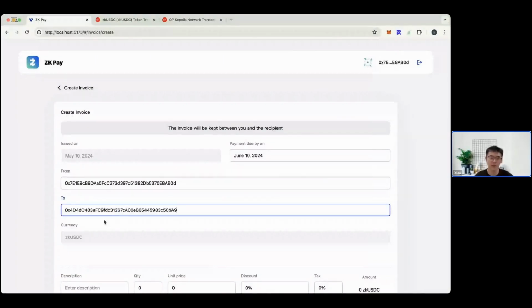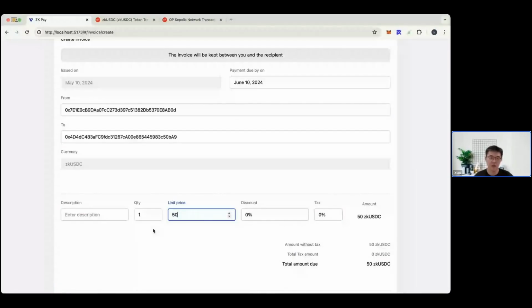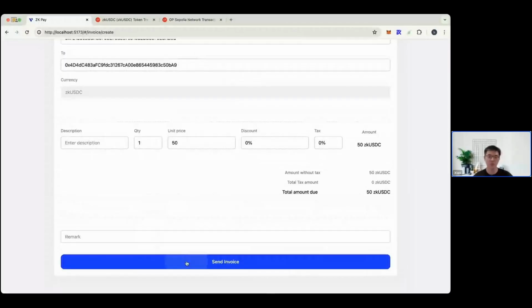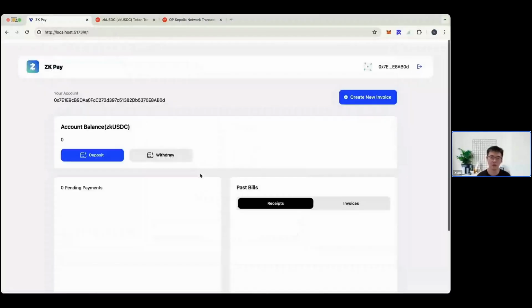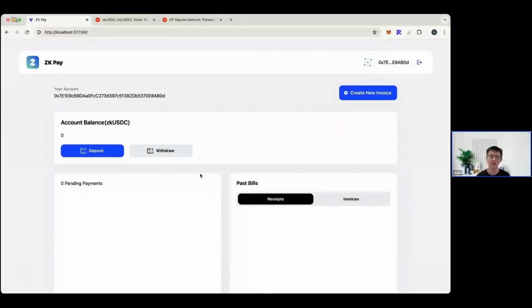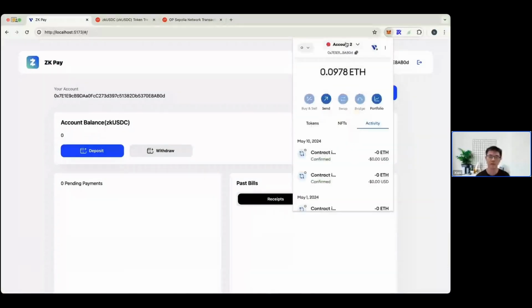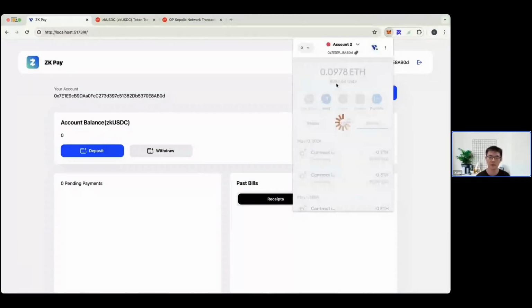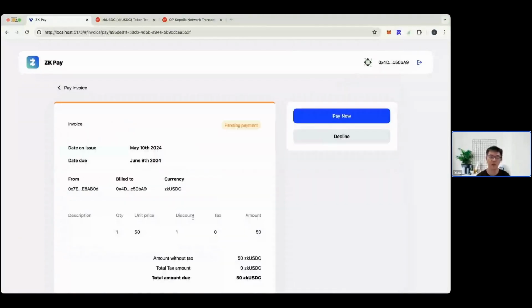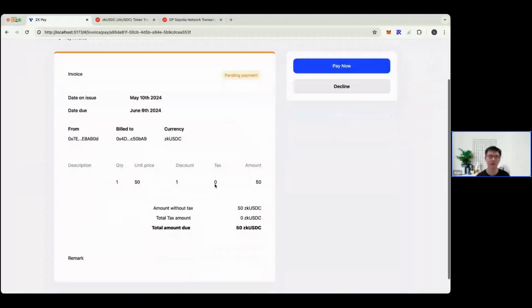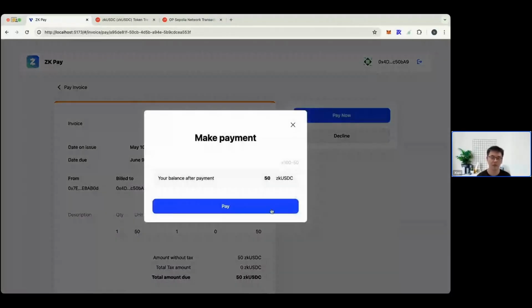I will generate something like an invoice in an e-commerce business. So I'm generating an invoice of 50 USDC, and I'm sending this invoice to account 1. The invoice has been sent. If I switch back to account 1, what I will be able to see is that we received an invoice to be paid. We check it, and we can actually pay it at the zk payment layer. So the fund can be paid, and the money will be deducted from our current balance.